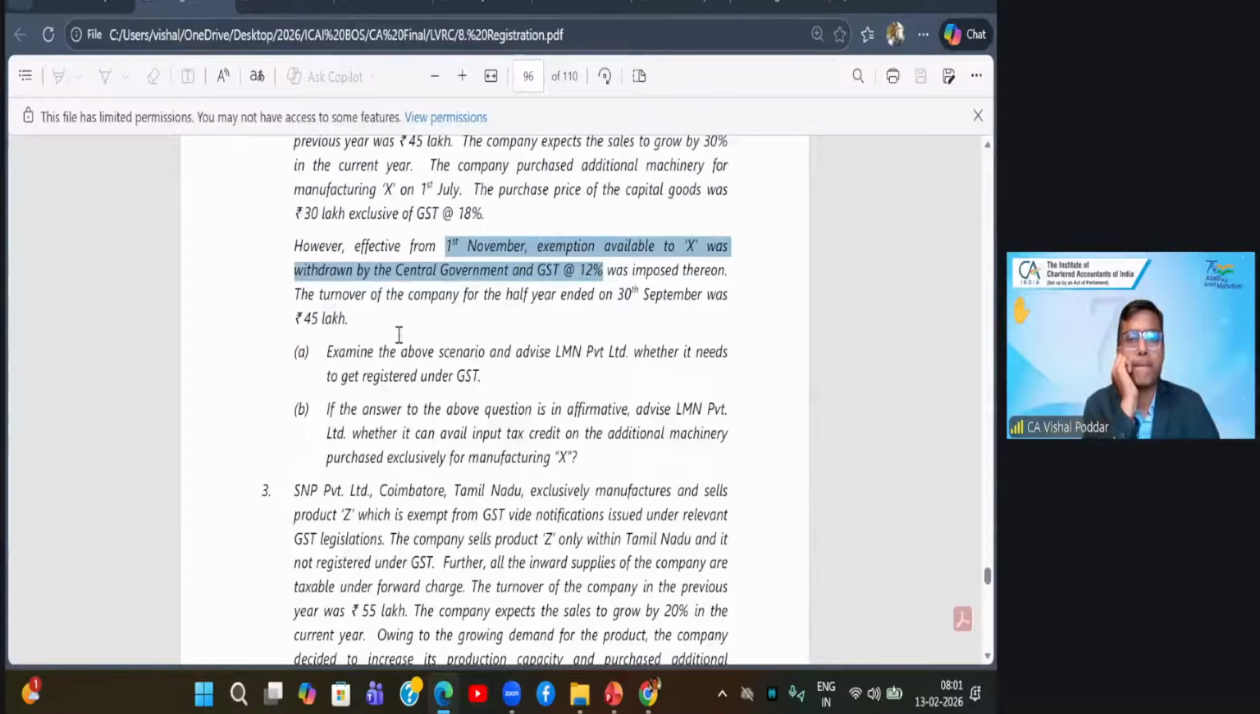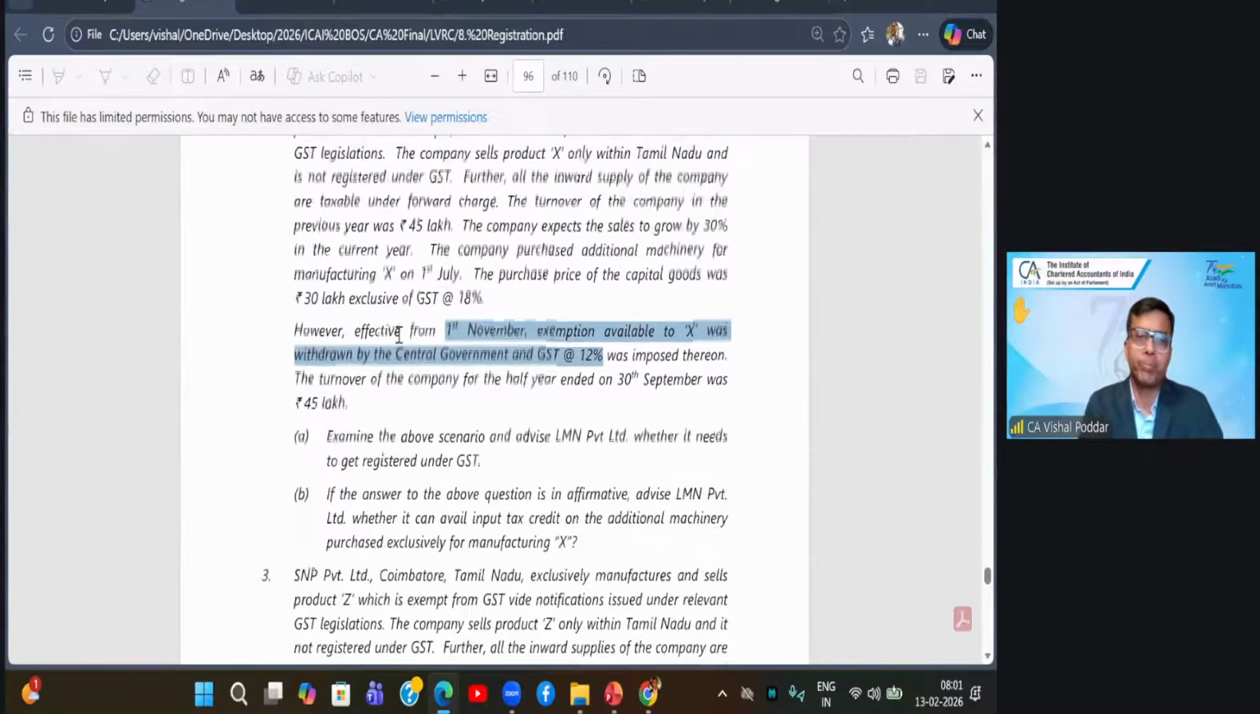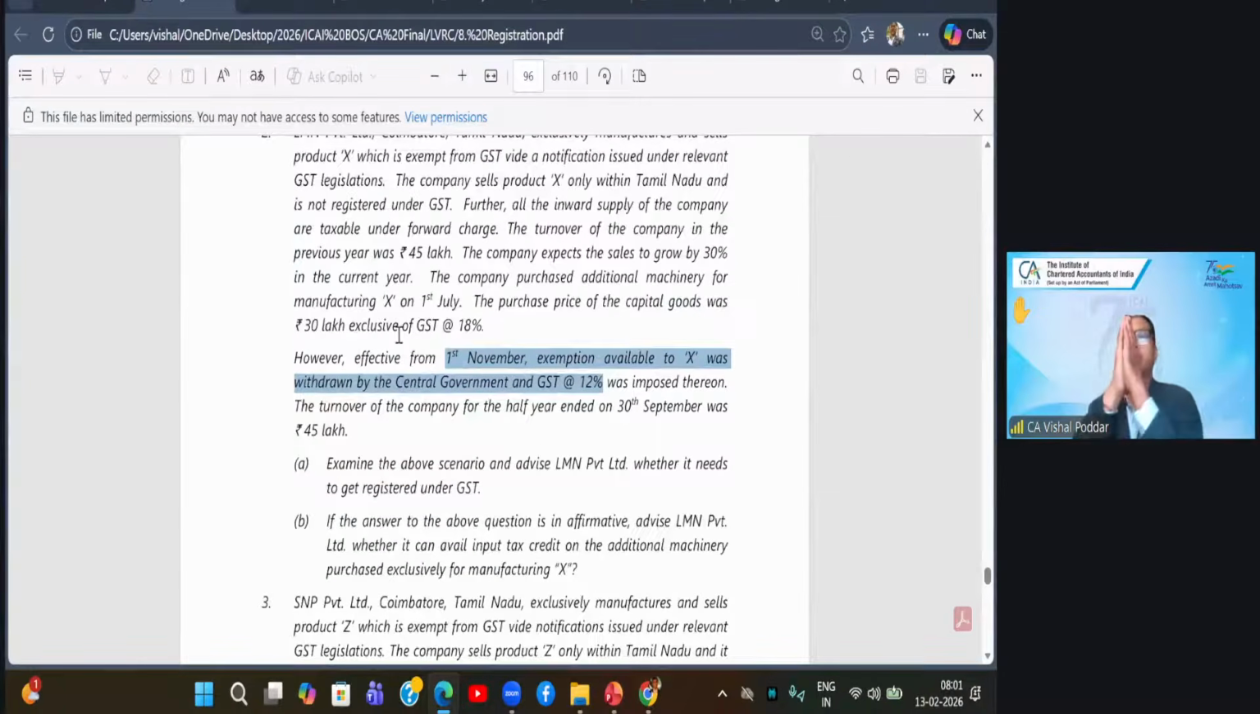Yes, sir, required to register. Why? Previously, because this was not a taxable service under GST as per the notification issued by the GST legislations, we had not taken the registration. So now, as it has become taxable, supply of goods, there is no service, it is goods, I'm sorry, so we will have to take the registration.